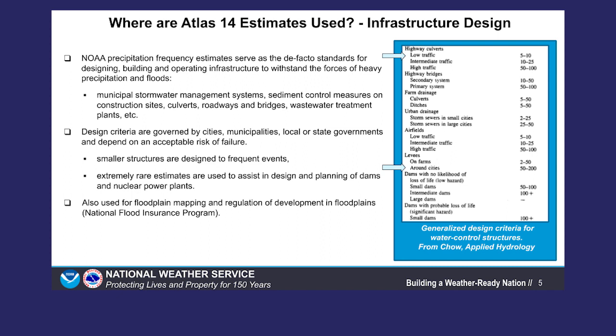Selection of design criteria for particular infrastructure are governed by cities, local, or state governments, and depend on an acceptable risk of failure. As shown in the example on the slide, a highway culvert in a low-traffic area may be designed on a 5 to 10-year average recurrence interval, while levees around cities are designed on 50 to 200-year average recurrence interval. They are also used in the delineation of floodplains and in the regulation of development in floodplains for FEMA's National Flood Insurance Program.